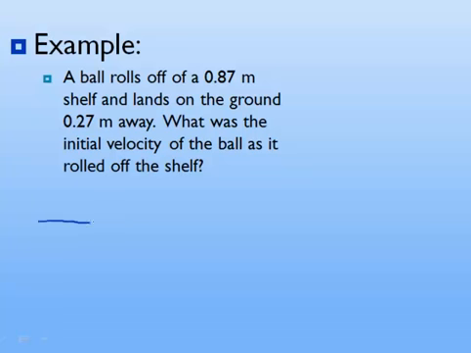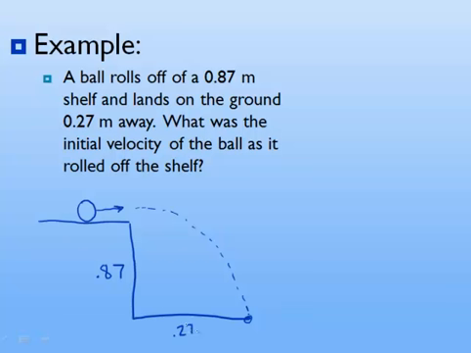So there's a picture. Got a ball on the shelf. It has some sort of a velocity, and as soon as it leaves the shelf, then it starts to fall, and it hits the ground. We know the height and the distance that the ball traveled. The height was 87 centimeters, and the distance away from the shelf was 27 centimeters. So here's a picture of what's going on.